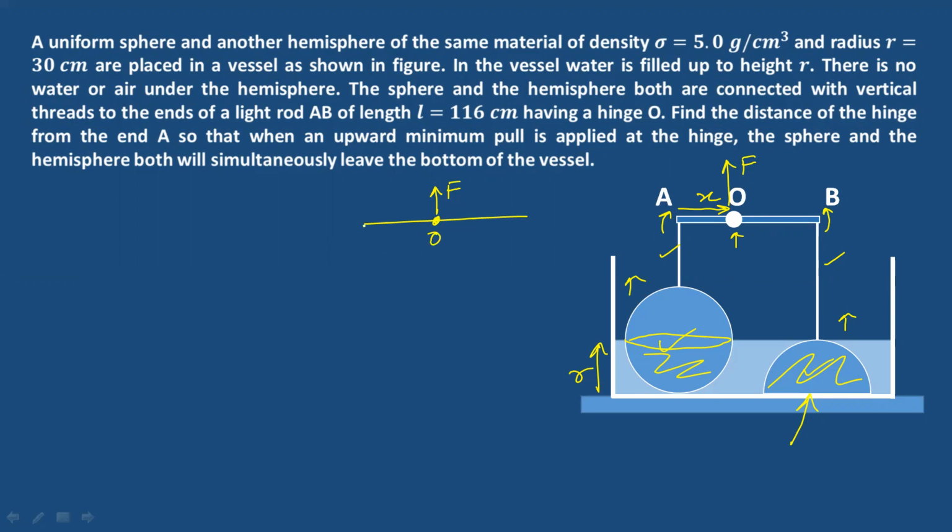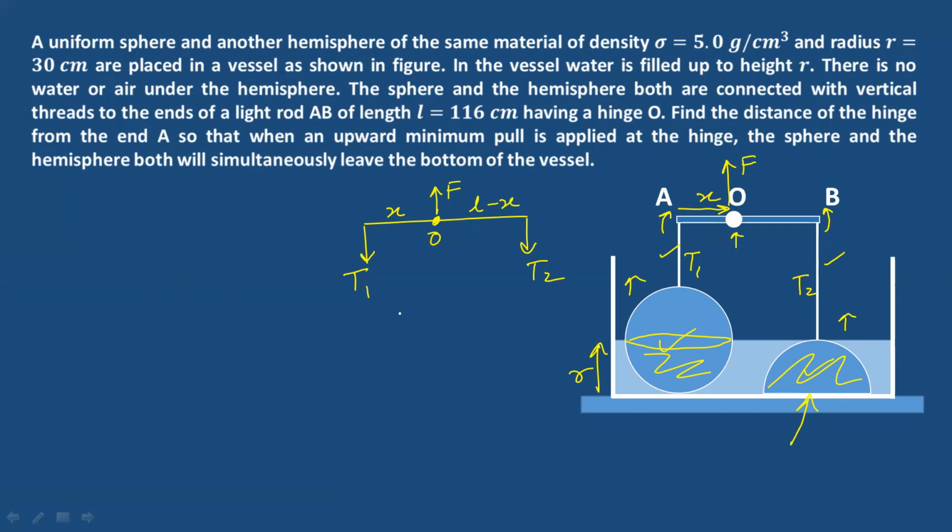So what are the forces acting at these two ends? Here there is a tension. Let's call this tension T1. And this is T1. And let's say the tension on this string is T2. So this is T2. And you've been asked to find this distance X. So let's call this distance X, and so this distance becomes L minus X.